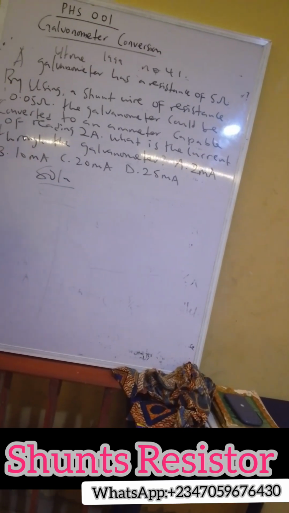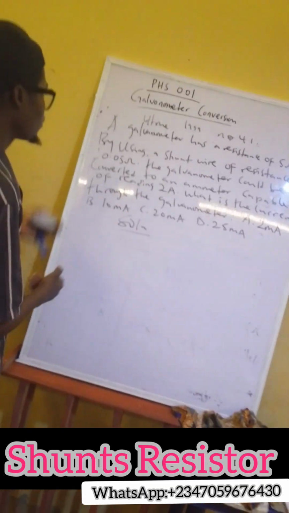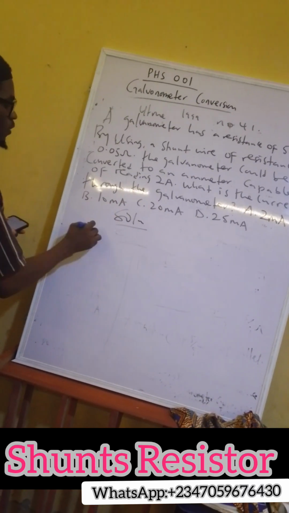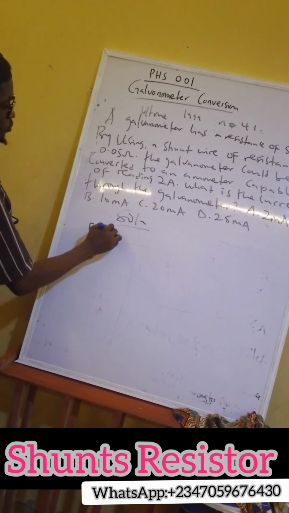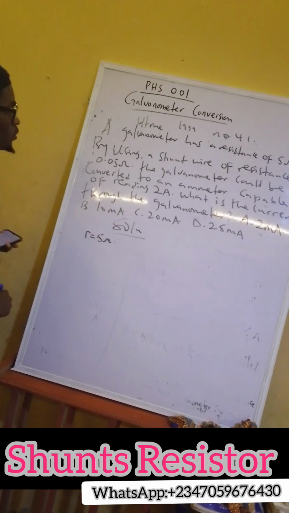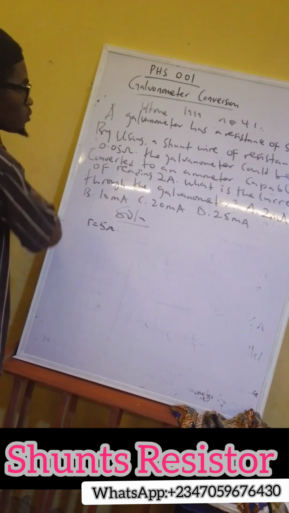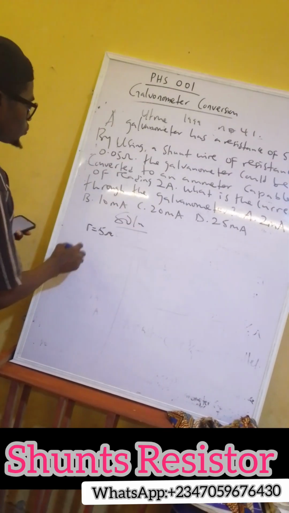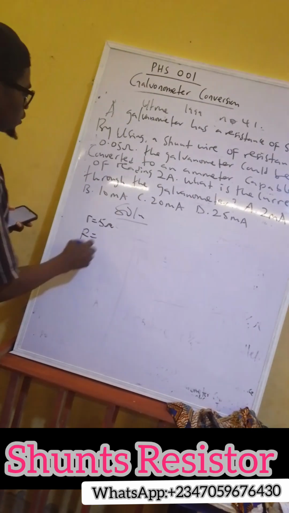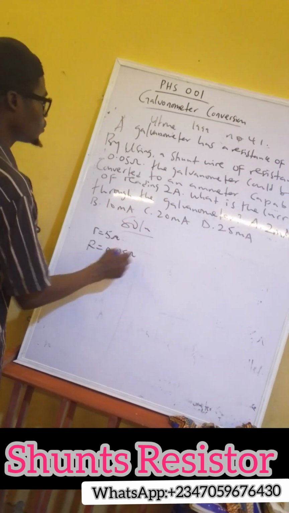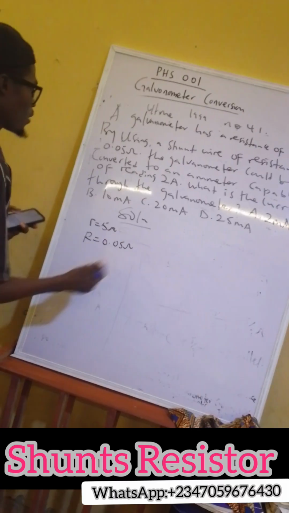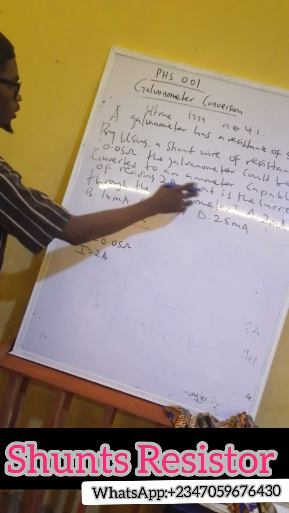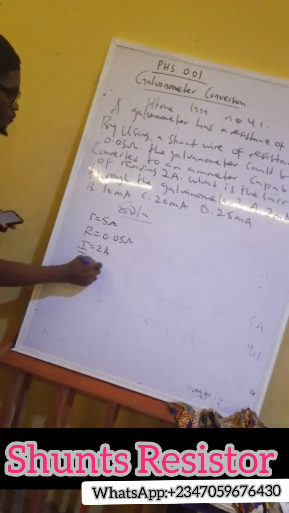So we have this question now. We want to look into it and solve it. First of all, they gave us that the resistance of the galvanometer, small letter r, is 5 ohms. By using a shunt wire of resistance 0.05 ohm, the galvanometer could be converted to an ammeter capable of reading I equals 2 A. What's the current through the galvanometer?